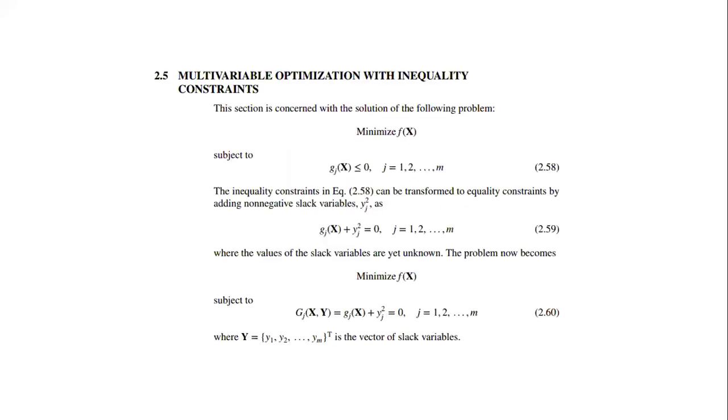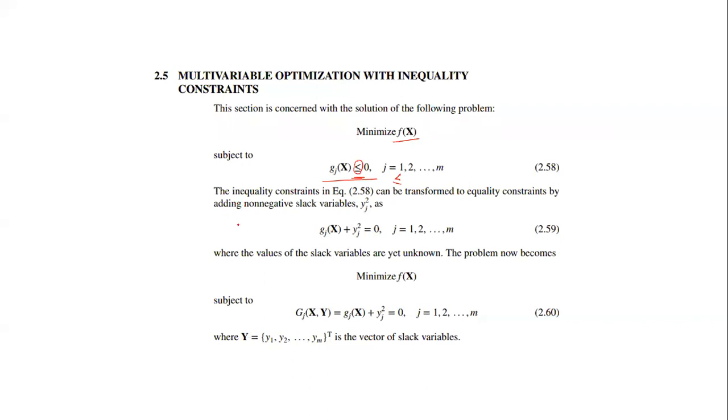So let's begin with the formal definition. We are trying to minimize a function f(x), subject to the constraint g_j(x) less than or equal to 0. Ideally, we assume it to be less than or equal to 0, but if this condition is reversed, then some related conditions will be reversed as well.